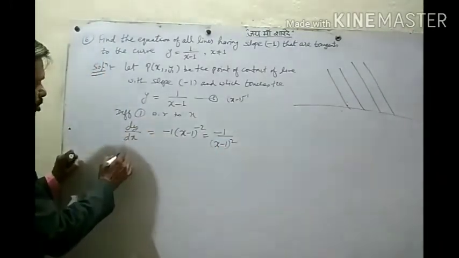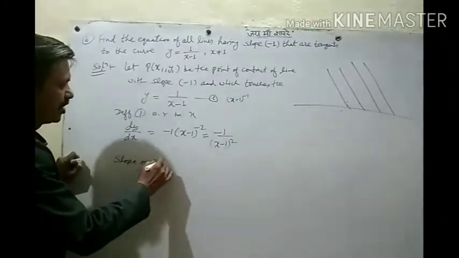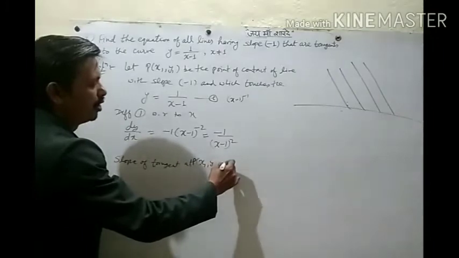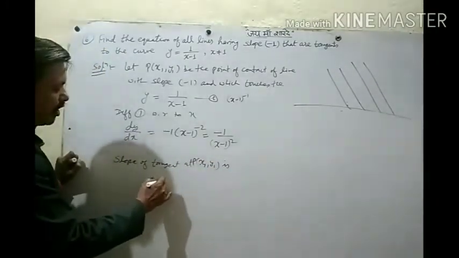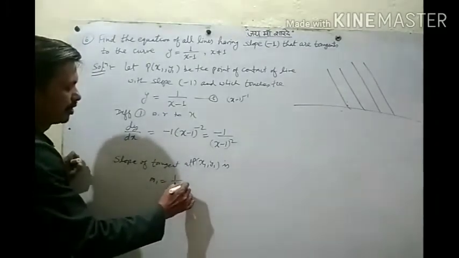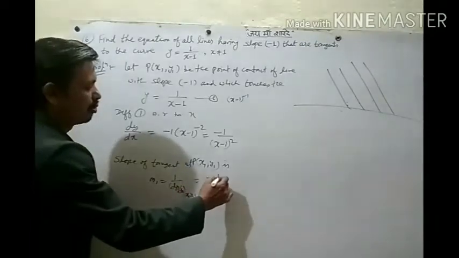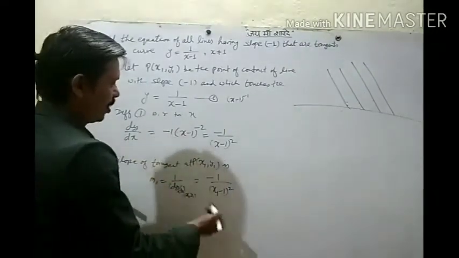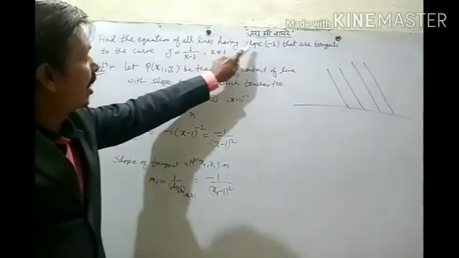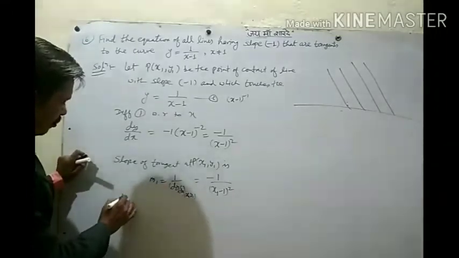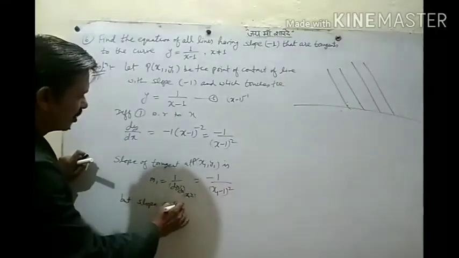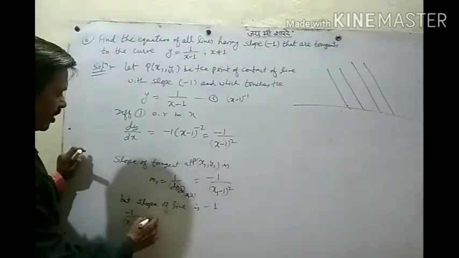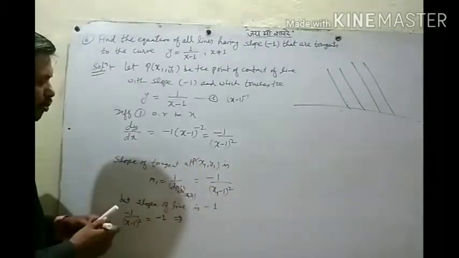Okay? So the slope of tangent at point (x1, y1), at P, say m1, is dy by dx at (x1, y1). So it is equal to minus 1 upon (x1 minus 1) whole square, expressed in x1. But the slope of the line is given as minus 1. It means minus 1 upon (x1 minus 1) square is the same as minus 1. Both are slopes of the line.